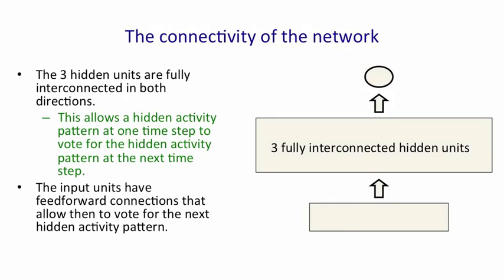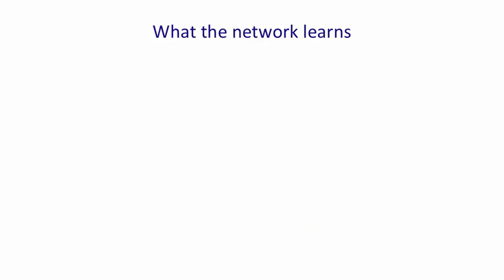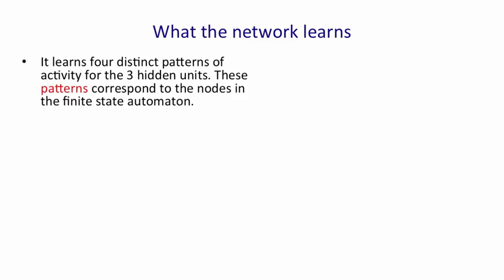The input units have feed-forward connections to the hidden units, and that's how it sees the 2 digits in a column. And similarly, the hidden units have feed-forward connections to the output unit, and that's how it produces its output. It's interesting to look at what the recurrent neural network learns. It learns 4 distinct patterns of activity in its 3 hidden units. And these patterns correspond to the nodes in the finite state automaton for binary addition.